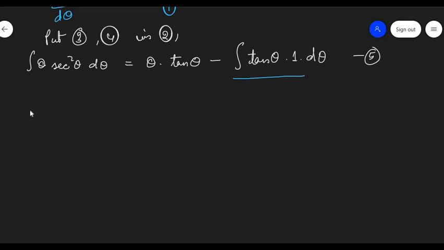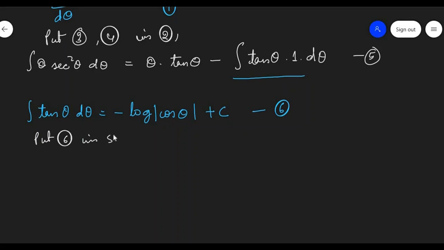Now we know that integration of tan theta is minus log of cos theta plus c. So I will give a link for calculation of integration of tan theta. Here we use integration by substitution to calculate this. Watch that video for clarification. So let's call this equation number 6 and put 6 in 5.